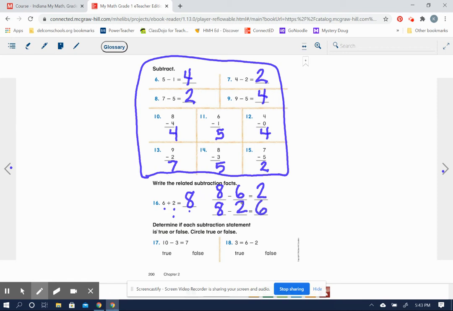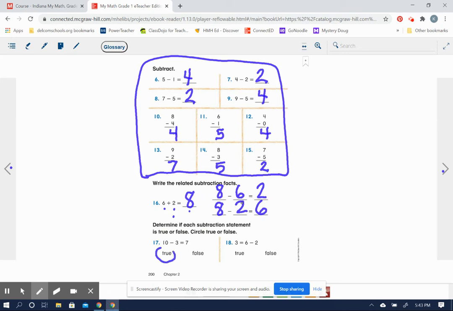Okay? All right, true or false. Determine if each subtraction statement is true or false. Okay, we did some of these on our fluency practice, didn't we? All right, so we've got to think, 10 minus 3, does that equal 7?